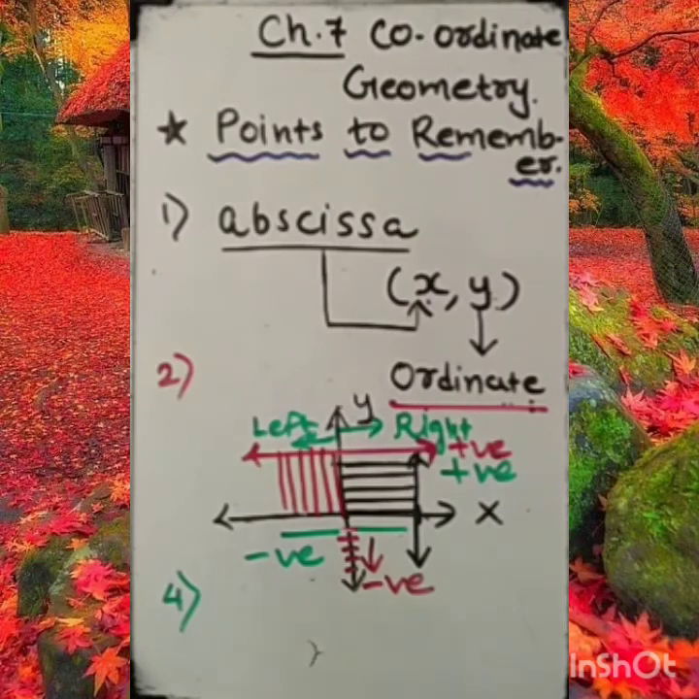Now the 7th point: coordinates of the origin are 0, 0.